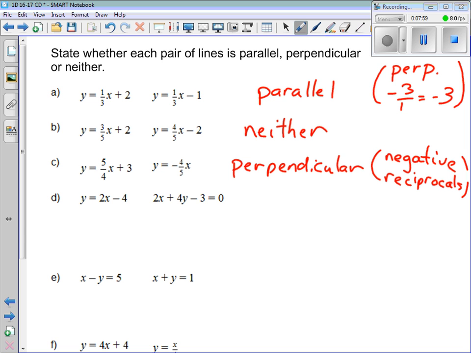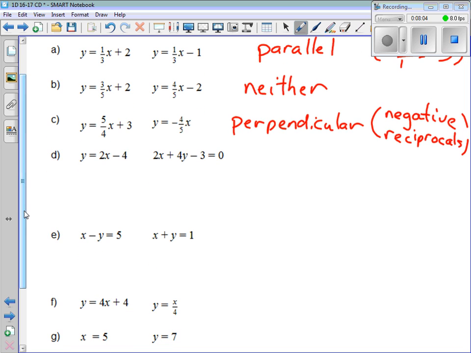Okay? All right, our next one here. Y equals 2x minus 4, and 2x plus 4y minus 3 equals 0. This is a tricky one. Our first equation, y equals 2x minus 4, we can tell right away the slope is 2. We don't know the slope of the second one because it's not in y equals mx plus b form. It's in standard form. So we need to rearrange this so that it is in y equals mx plus b form. So let's do this.